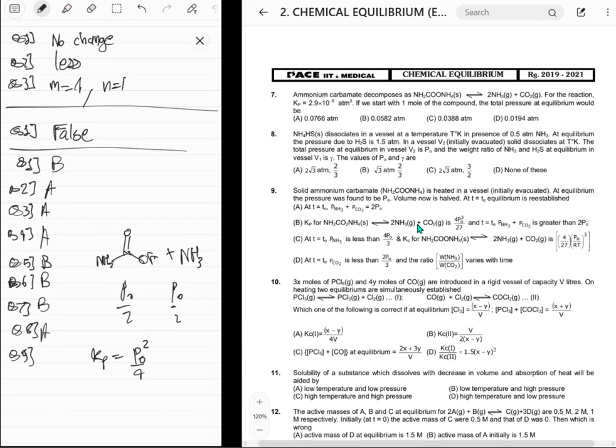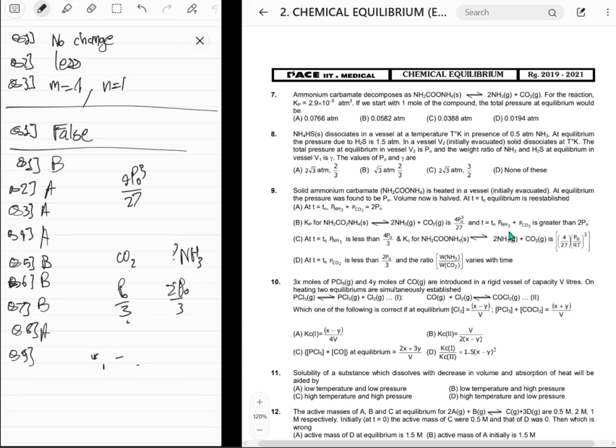The pressures will be the same. So instead of this, now we'll just have CO2. It's 2NH3, right? So this will be P naught upon 3 and this will be 2 P naught upon 3. So this thing squared, just 4 P naught cubed upon 27 as we saw before. That is our Kp. So D is correct.